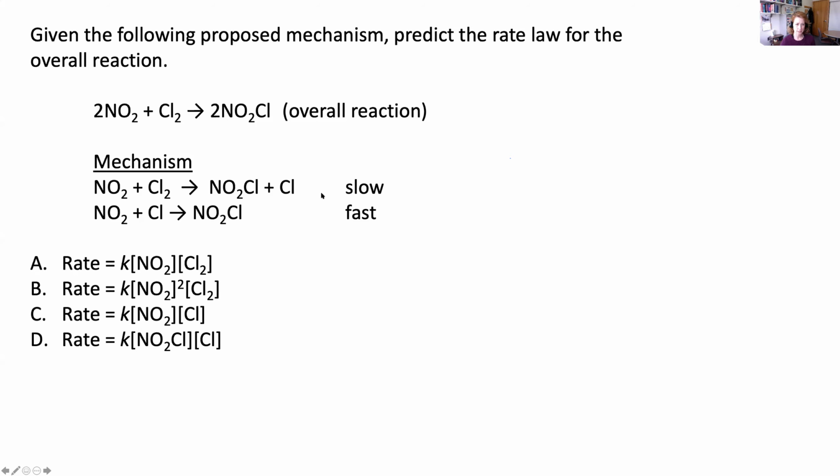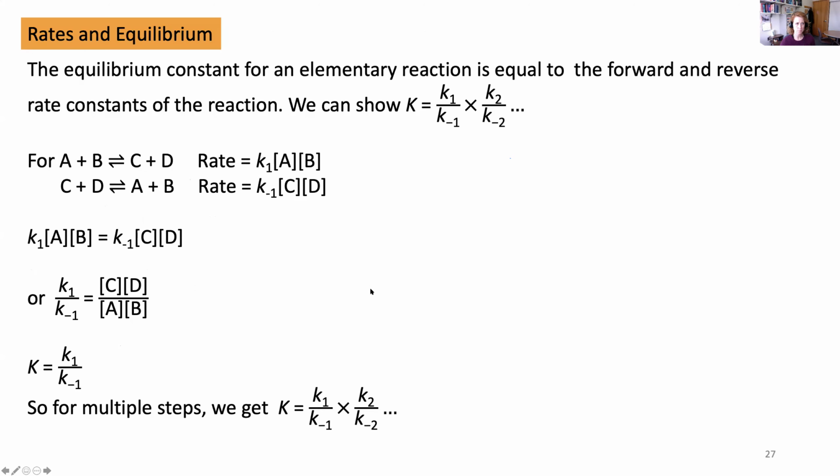So the answer here is, I mean, you should pause it. The answer here is that the slow step is the one that matters most. And the slow step is your rate constant K multiplied by the concentration of NO2 and the concentration of Cl2, which is going to be A. A is your answer. Okay. So I'm going to stop. I'm going to put those slides on the next one and just stop with that.